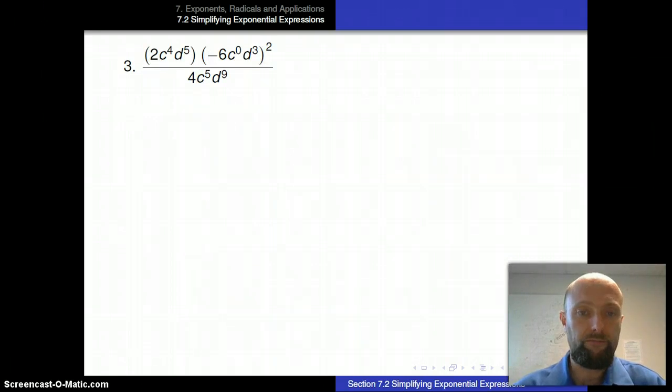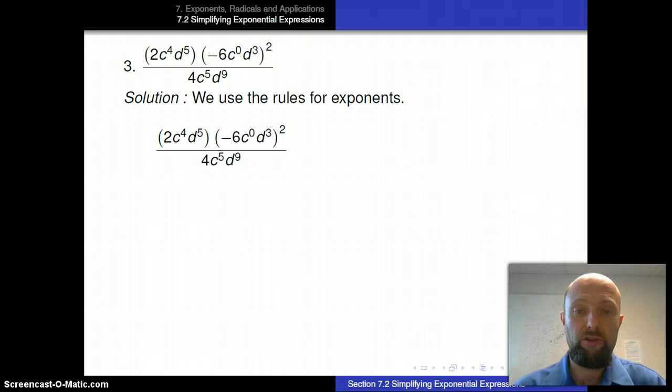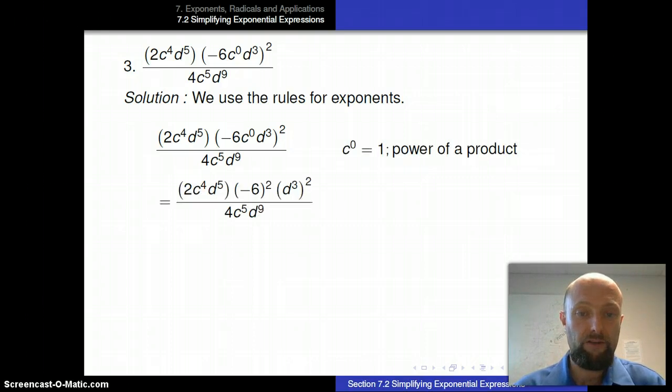Question 3. We use the rules for exponents. First thing to note is that c to the power 0 is 1. Next we have to raise negative 6 times d cubed to the power 2. Power of a product tells us that we have to distribute the power 2 and take each factor to the power 2. So we get (-6)^2, (d^3)^2. We simplify a little bit. Negative 6 to the power 2 is 36.